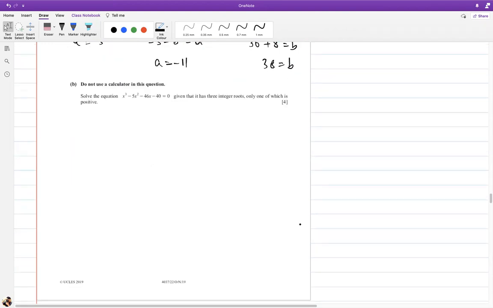Now they're saying that they have given us this equation, given that it has 3 integer roots, only one of which is positive. Interesting.